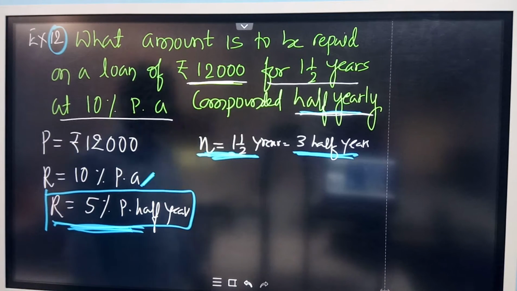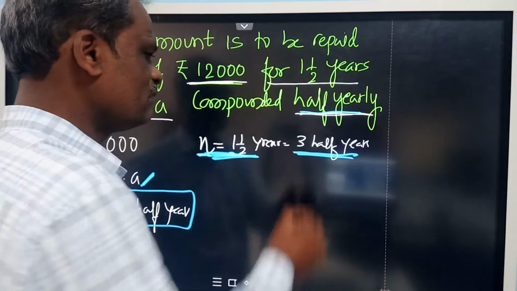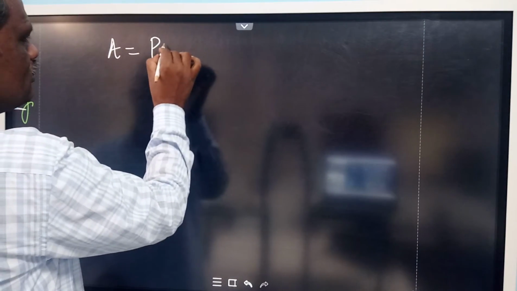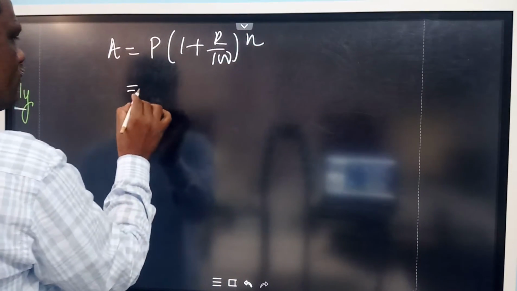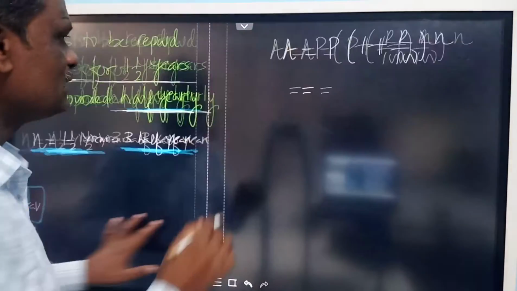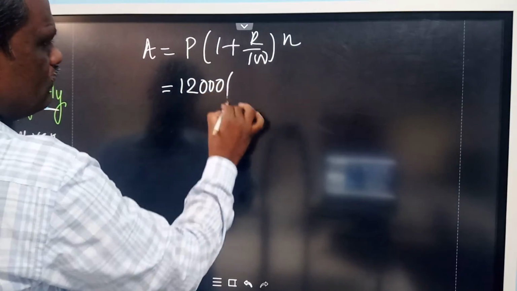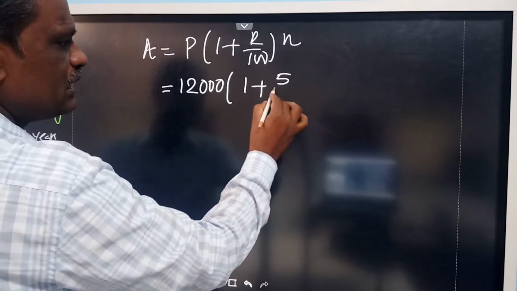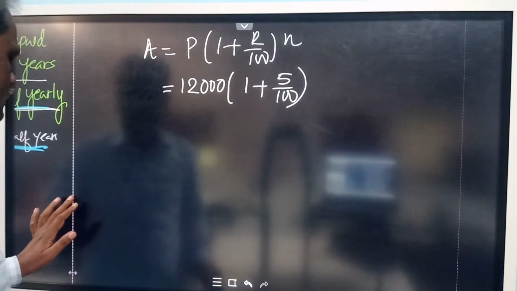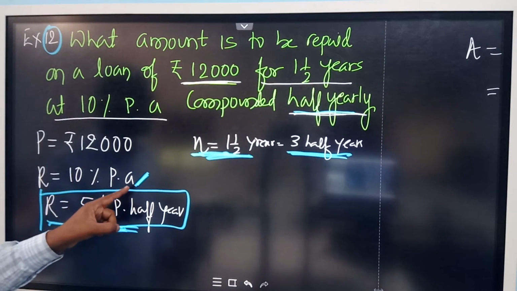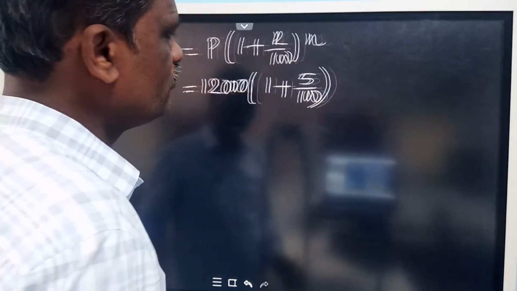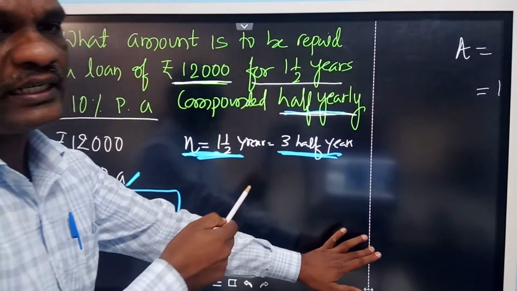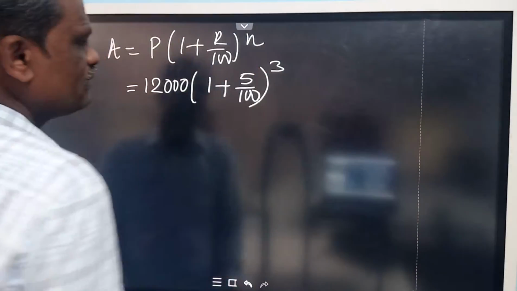How many half years are there? Conversion periods. So you have to find 3 conversion periods now. You can use the formula: amount A is equal to P into 1 plus R by 100 whole to the power n. So P here is 12,000, 1 plus the rate, for half yearly calculation 5 by 100. It was given as 10 per annum, so since it is a half yearly calculation, divide it by 2, so 5. Here n, 1.5 years, you cannot write 1.5 years, here 3 half years. So you write here 3.